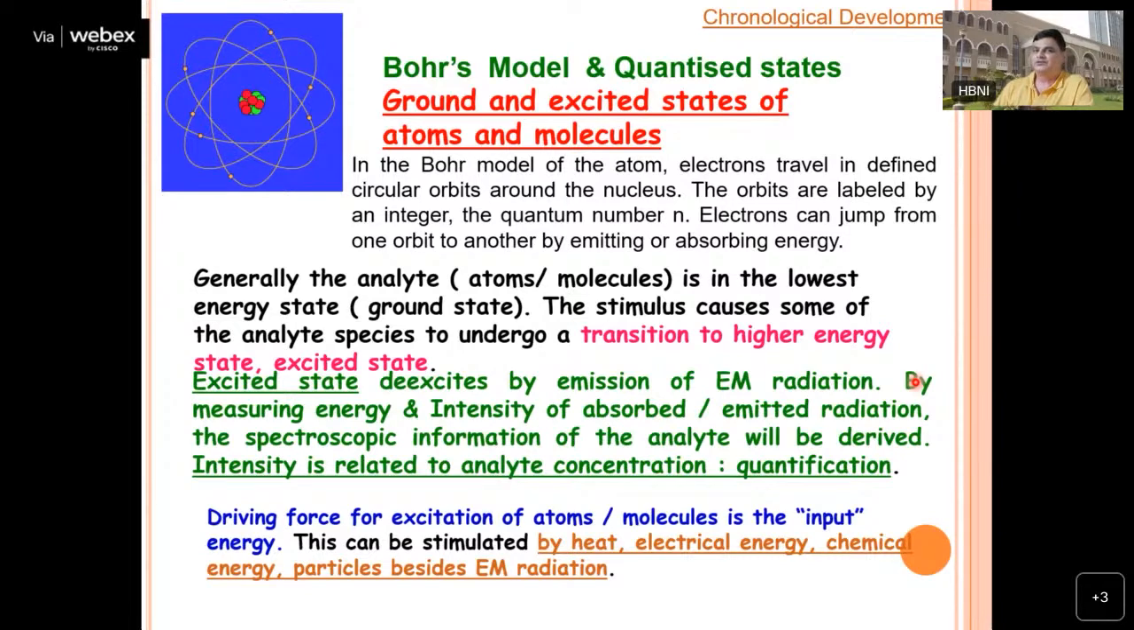The driving force for excitation of these atoms, or molecules, can be heat, electrical energy, chemical energy, and particles, besides electromagnetic radiation.